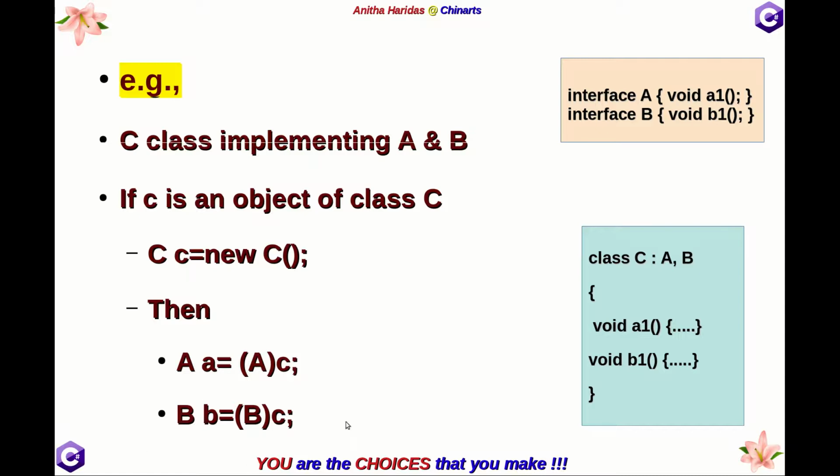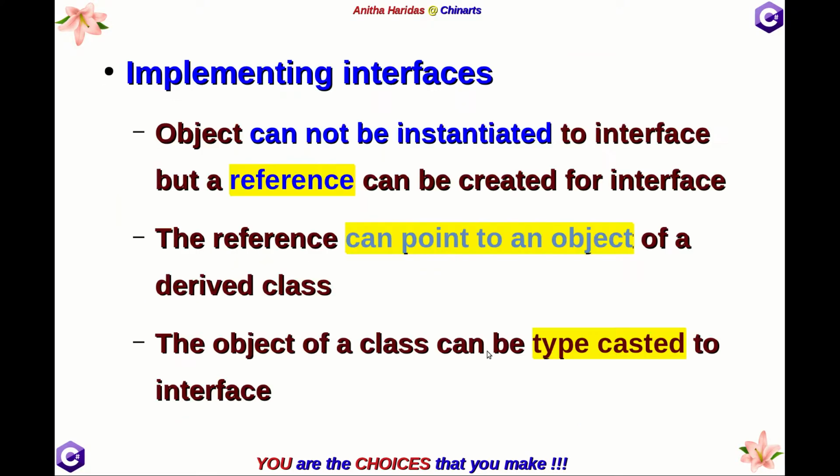This is possible in C# programming. So that is what this point says here. The object of a class can be typecasted to the interface.